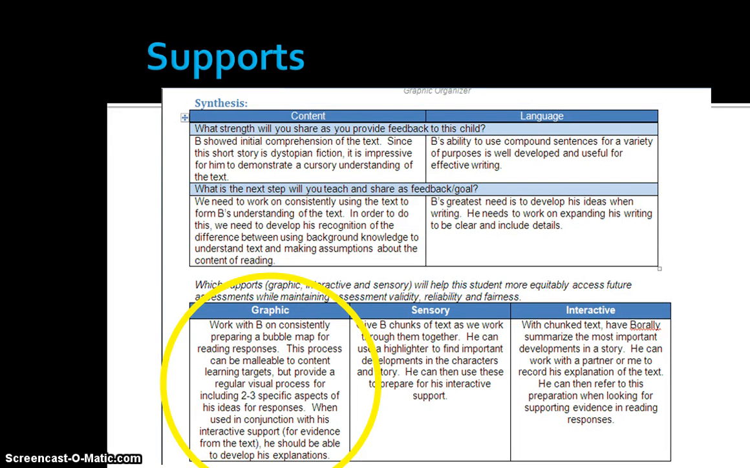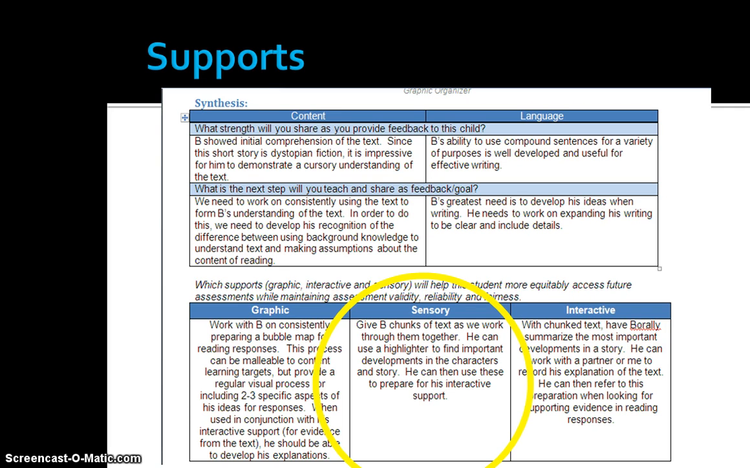A graphic support for this student would be to think about having him prep for his response using something like a bubble map. It could include 2 to 3 specific aspects of his ideas. This could also be used in conjunction with the interactive support that we'll discuss in just a moment.